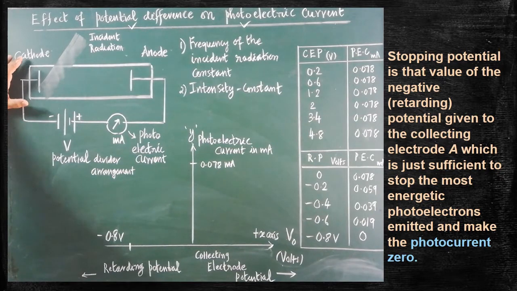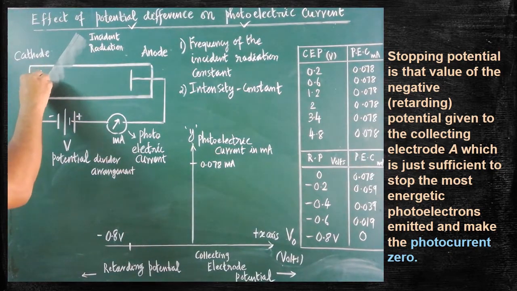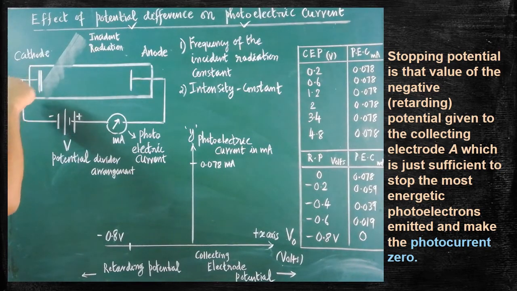Here the cathode and anode are both fitted within the evacuated glass bulb. This is the incident radiation. Any appropriate radiation should be made to incident on the photosensitive cathode. Here you can apply any alkali metal. So let us imagine that sodium is coated on the surface of the cathode.